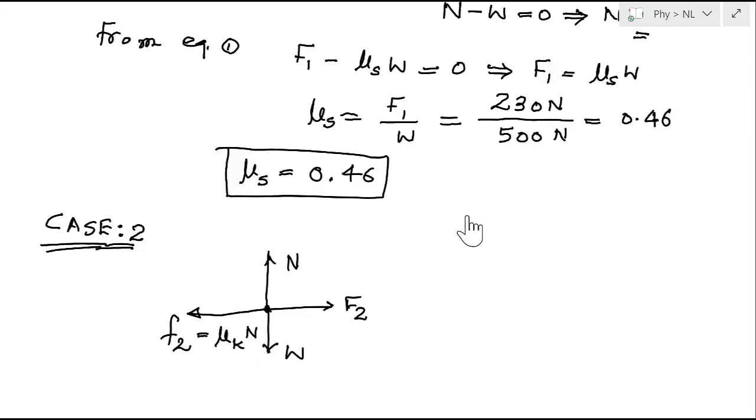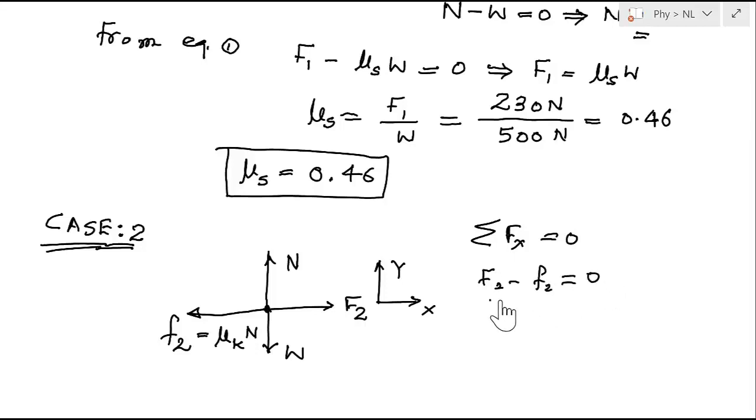We can write the equation of equilibrium. So this is again my x direction and this is my y direction. Sum of the forces in the x direction is equal to 0. This means F2 minus a small f2 is equal to 0. This means F2 minus mu k times N is equal to 0. This is my equation 1.